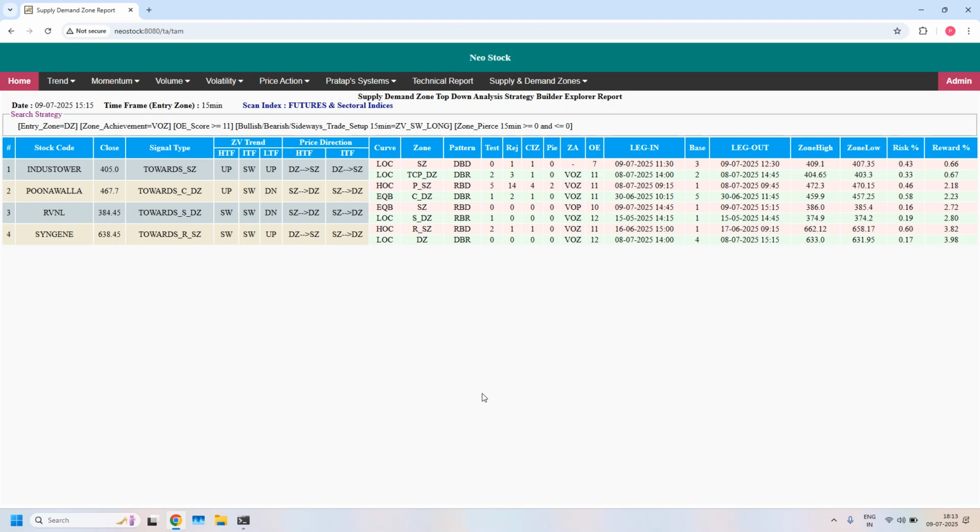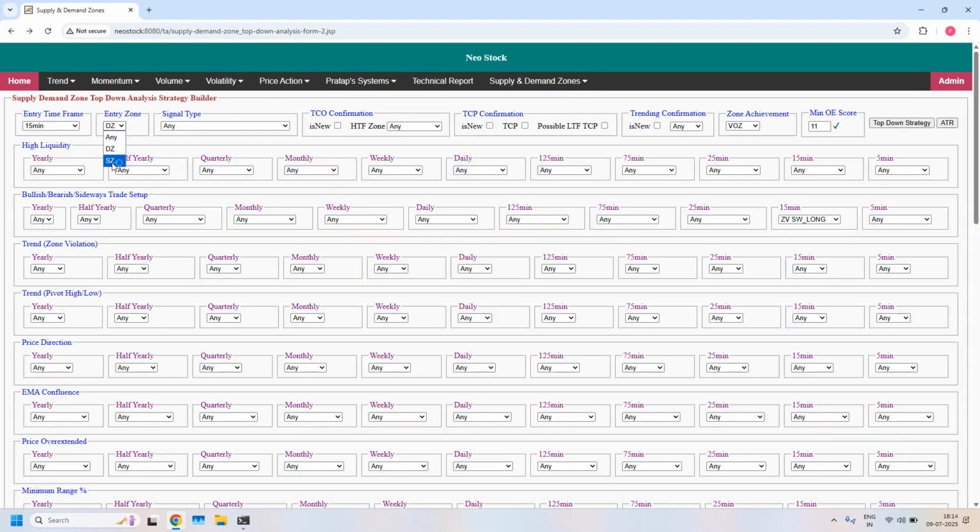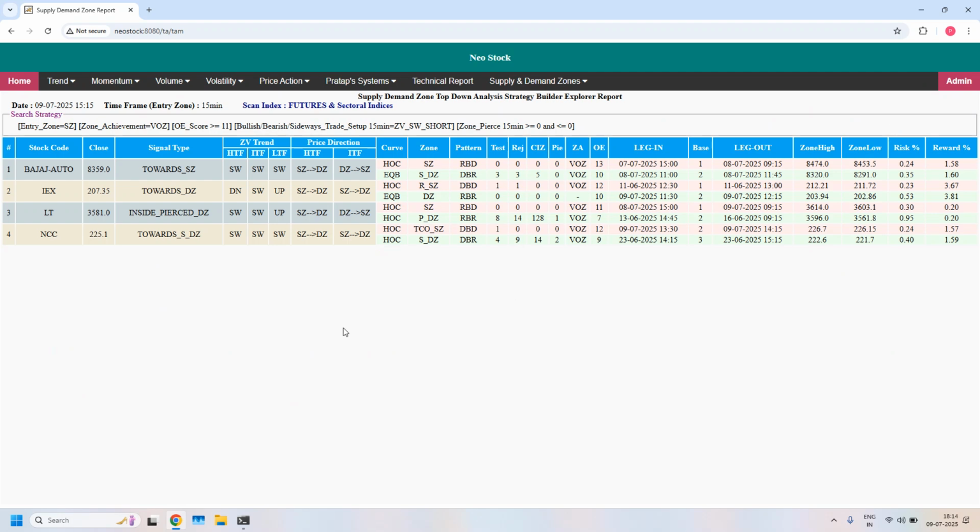Next, sideways short trade setup for daily income trade. Changes are 15 minute supply zone, and one more change here, sideways short. Let's filter. So we got 4 stocks. Entry time frame zones are 15 minute supply zones. This is already tested once. This is also tested once.